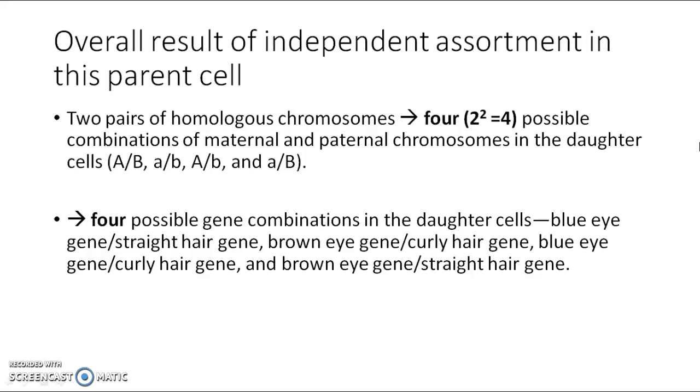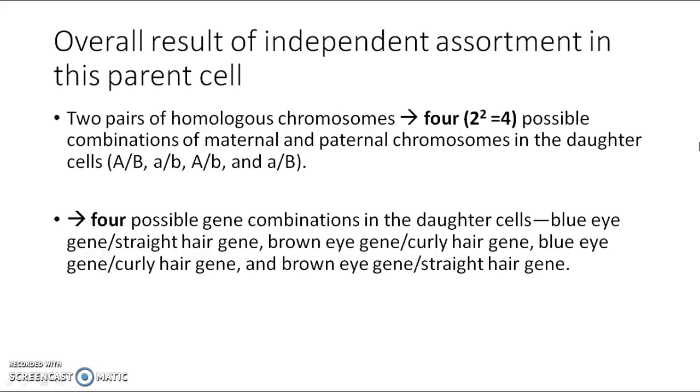So some of the daughter cells had big A, big B, so both maternal chromosomes. Some of the daughter cells had little a, little b, so both paternal chromosomes. Some of the daughter cells had big A, the maternal A chromosome, and little b, the paternal B chromosome. And then some of them had the little a paternal chromosome and the big B maternal chromosome.